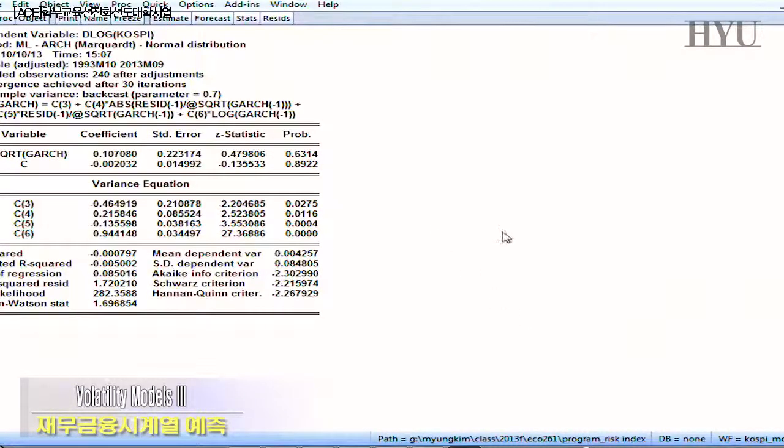This is the EGARCH specification. See, the GARCH term, the square root of it, is included. The coefficient is usually expected to be positive, so the more volatile than you expect, the expected return should rise. But in this case, it is not significant, so there is no EGARCH-in-mean effect. But you can try that.